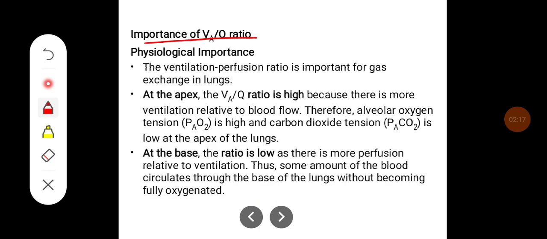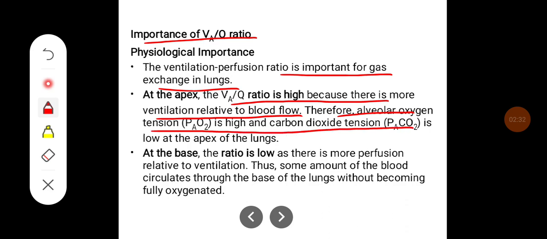Importance of V/Q ratio. The ventilation perfusion ratio is important for gas exchange in the lungs. At the apex, V/Q ratio is high because there is more ventilation relative to blood flow. Therefore, alveolar oxygen tension is high and carbon dioxide tension is low at the apex of the lungs. At the base, the ratio is low as there is more perfusion relative to ventilation. Thus, some amount of blood circulates through the base of the lung without becoming fully oxygenated.